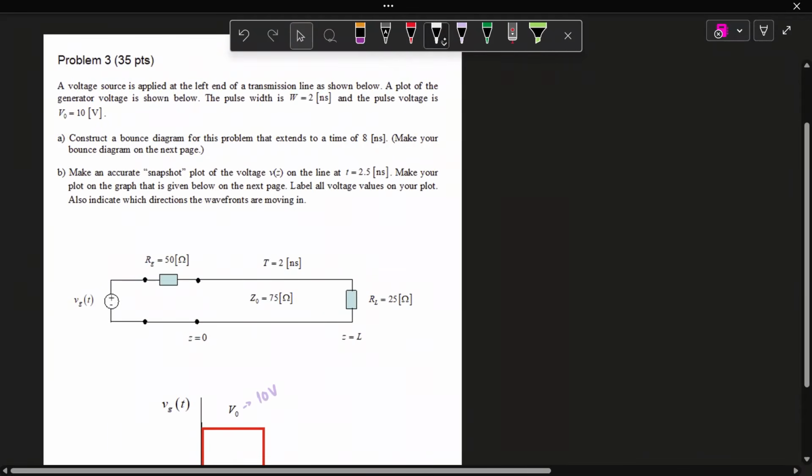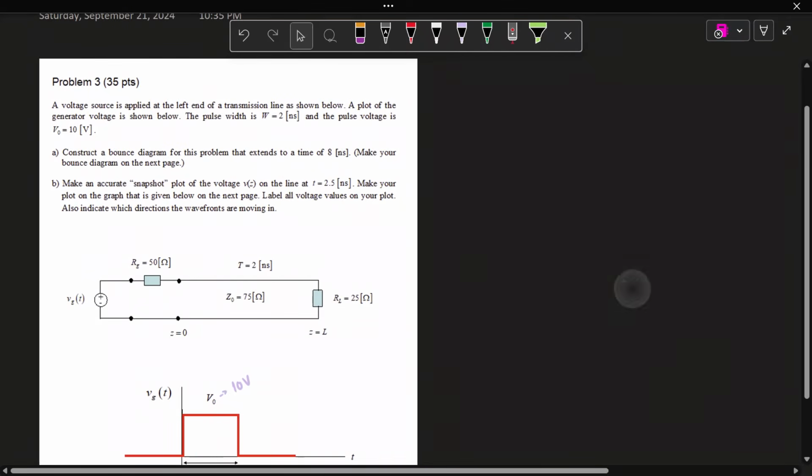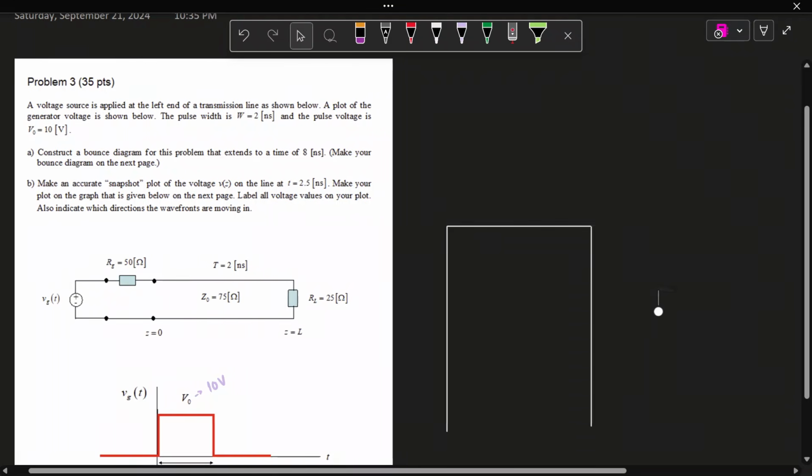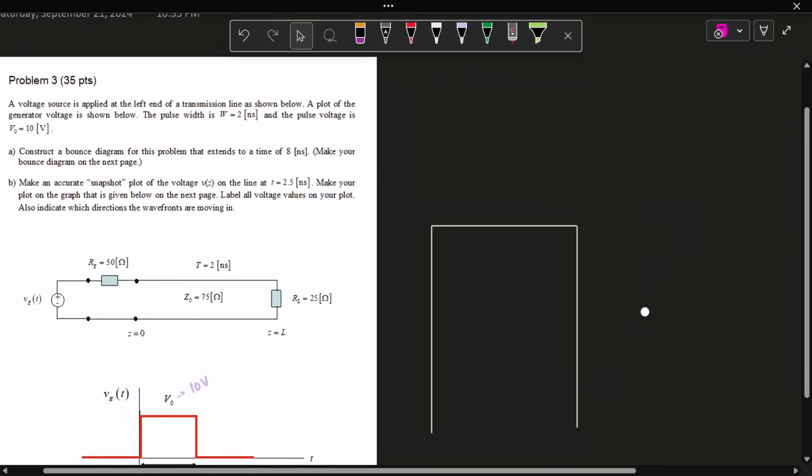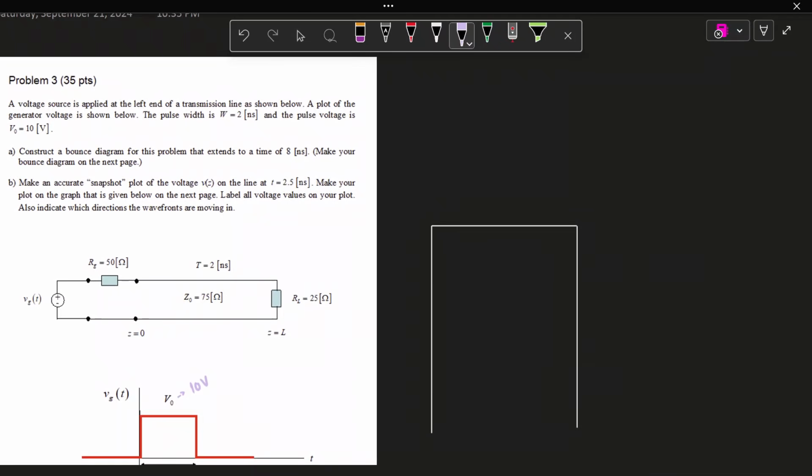So how do we construct a bounce diagram? Well, first thing we should do is create the outer shell of it. It's going to look like an upside down box here. It doesn't have to be perfect, doesn't matter. But it says construct a bounce diagram that extends to 8 nanoseconds. Now, what goes into this bounce diagram?